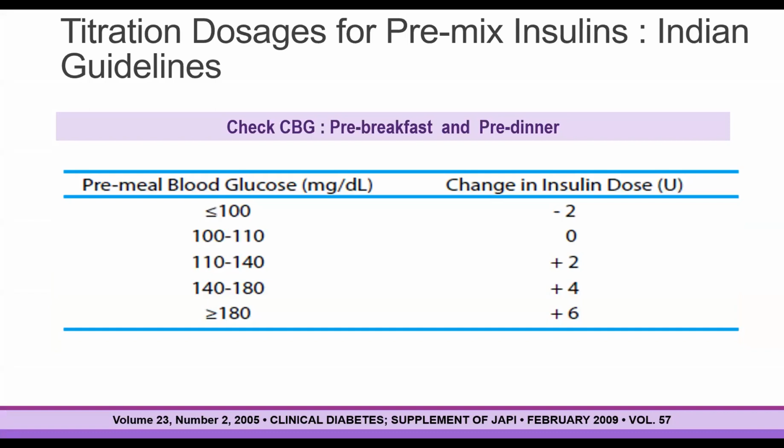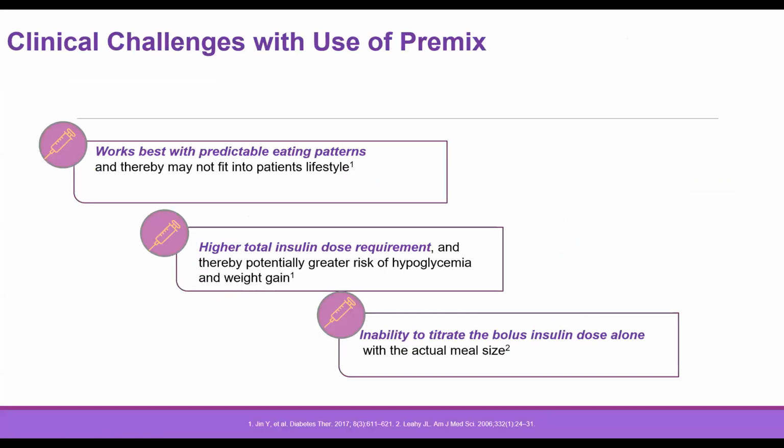As I have told you, we have to check the pre-breakfast and pre-dinner values. If you get a high pre-breakfast value, increase the pre-dinner premixed insulin, and if you get a high pre-dinner value, increase the pre-breakfast premixed insulin. So this is the way we titrate.